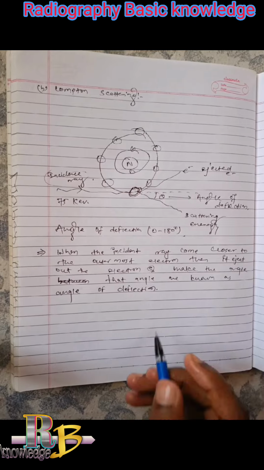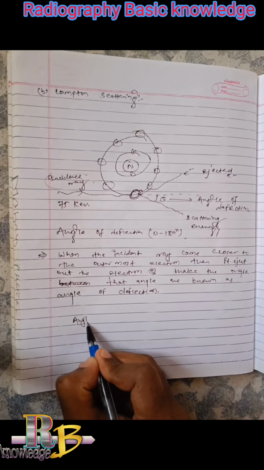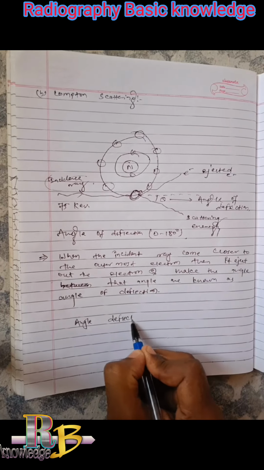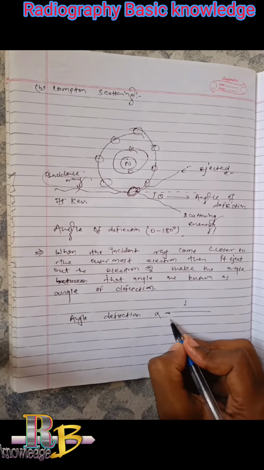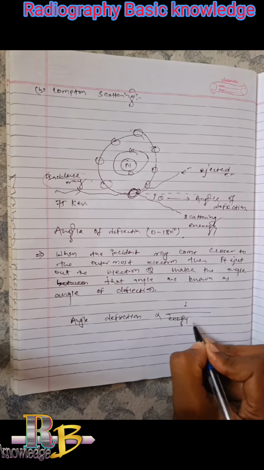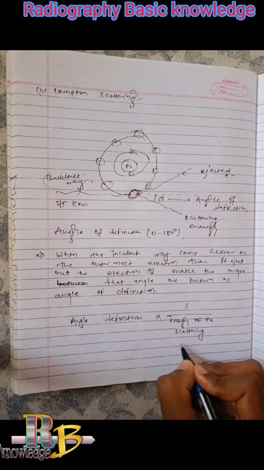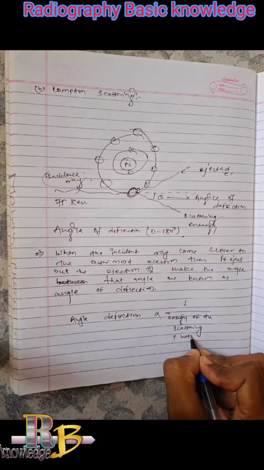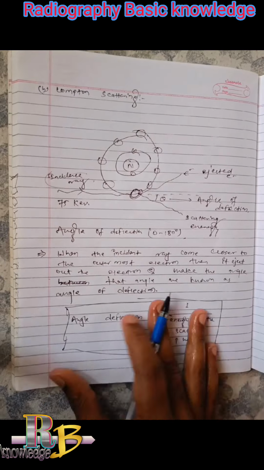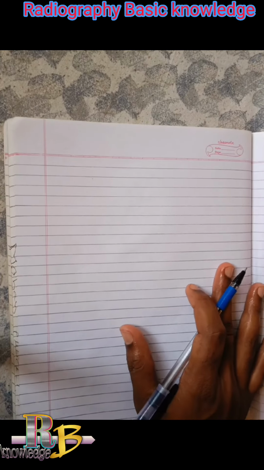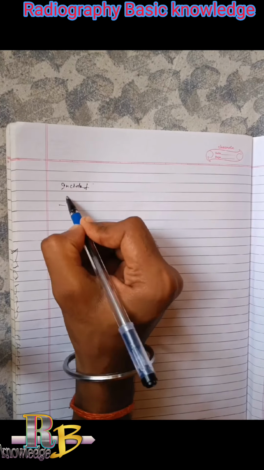In this process we see that the angle of deflection is inversely proportional to the energy of the scattered photon. We see this relation in the figure here. Incident photon.